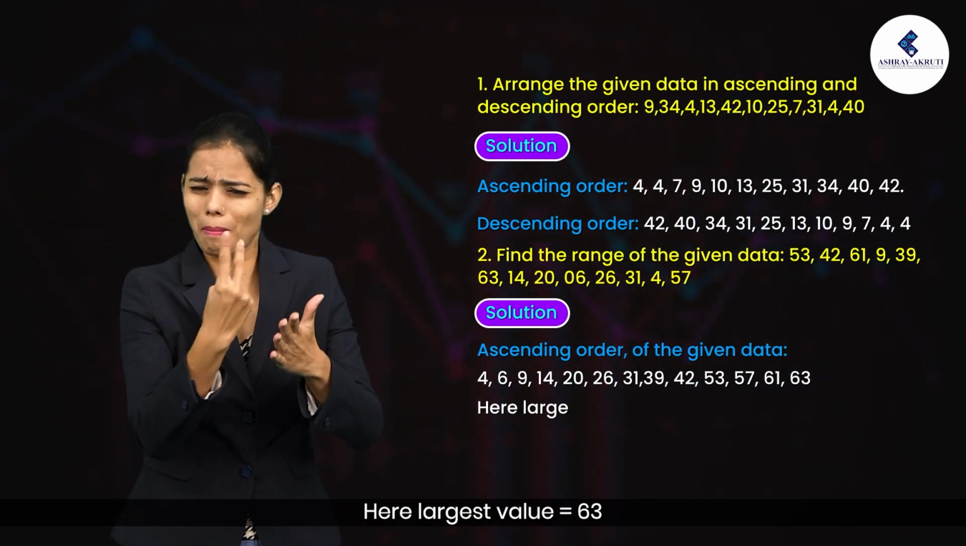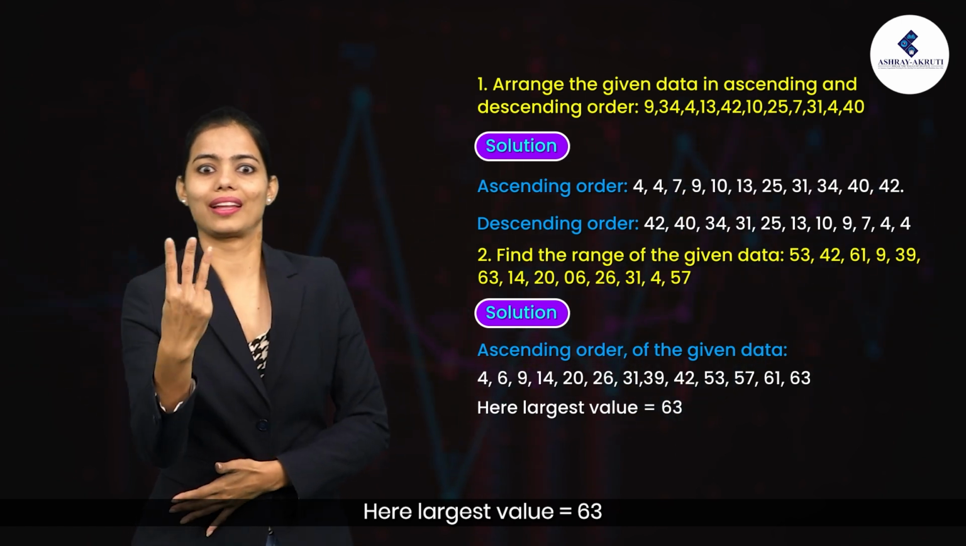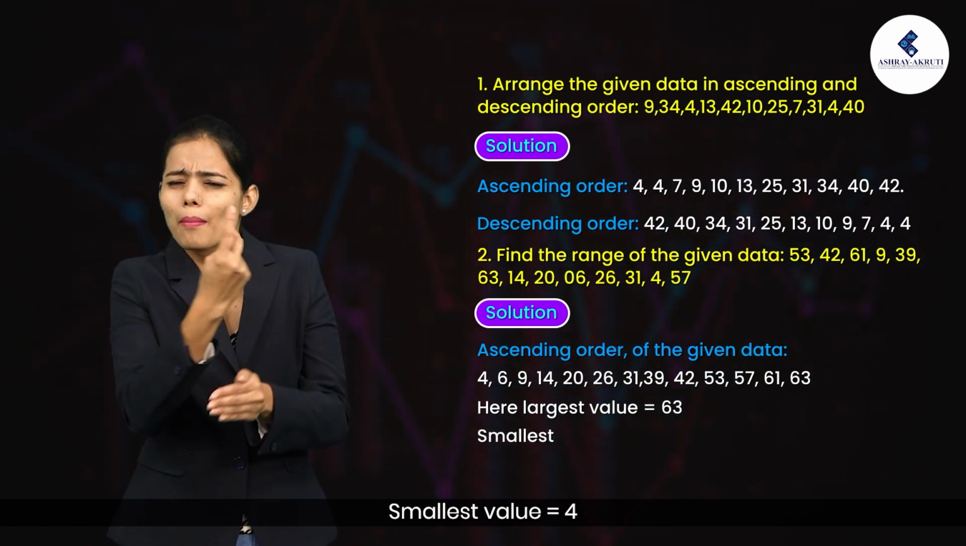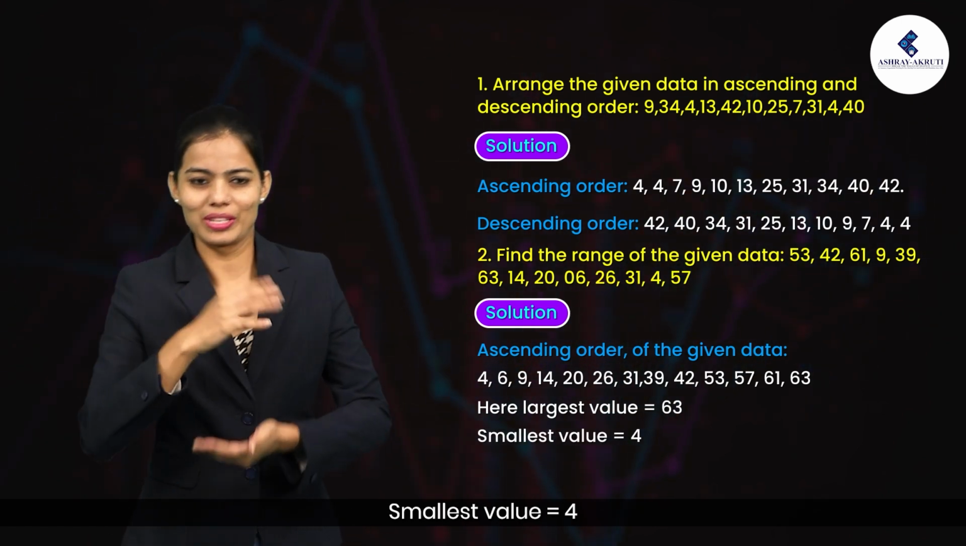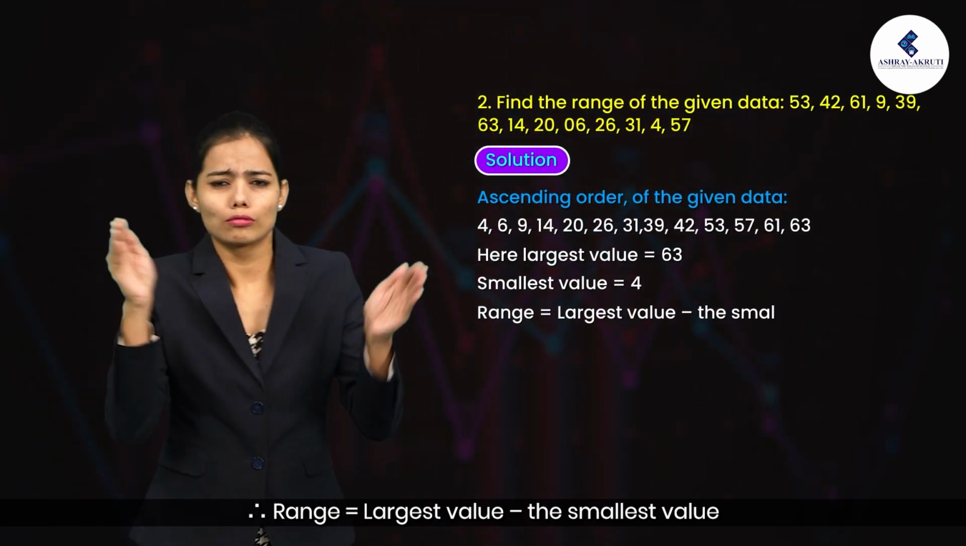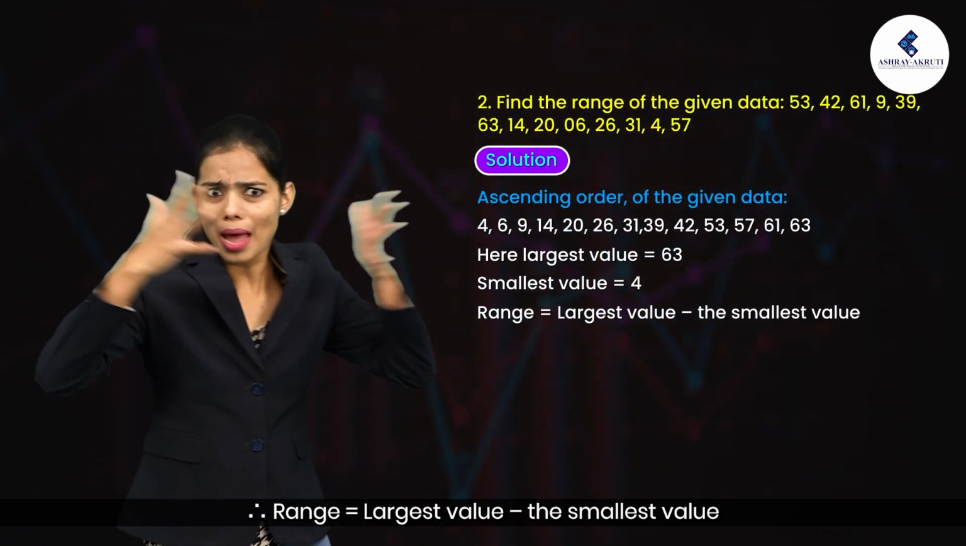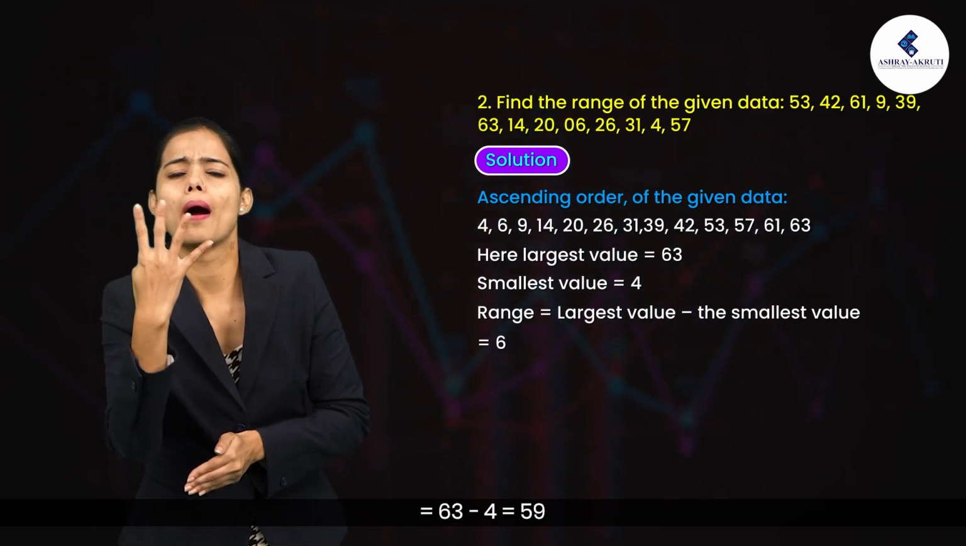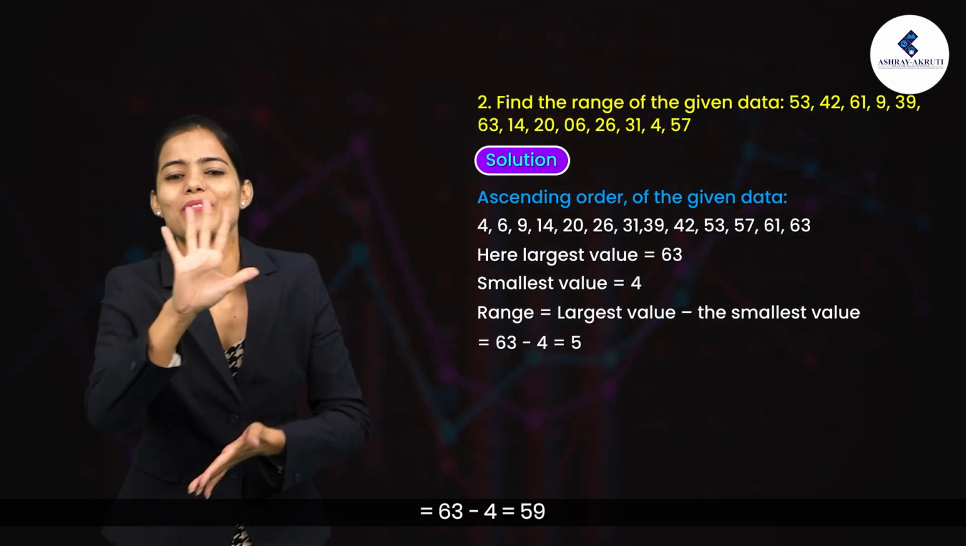Here, largest value is equal to 63. Smallest value is equal to 4. Therefore, range is equal to largest value minus the smallest value, which is equal to 63 minus 4, which is equal to 59.